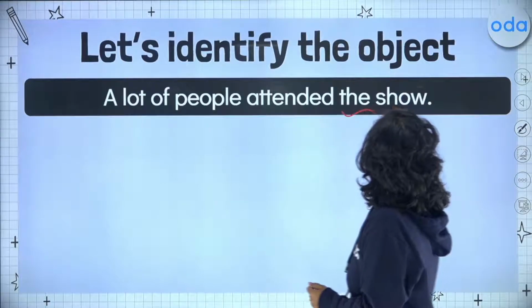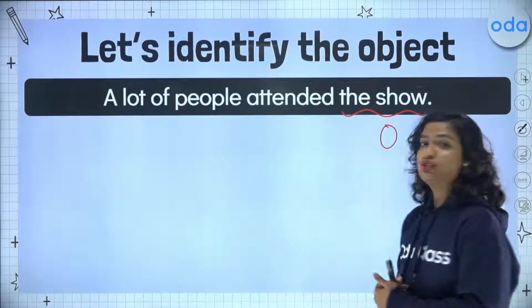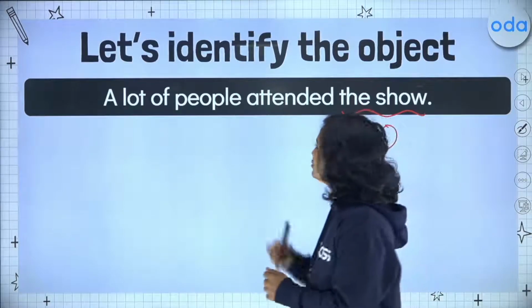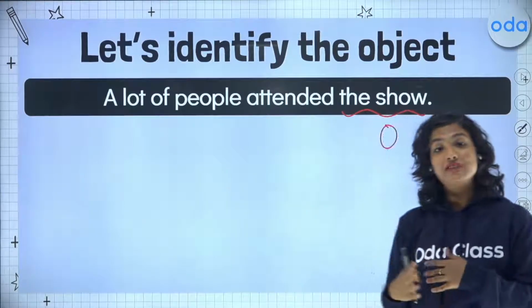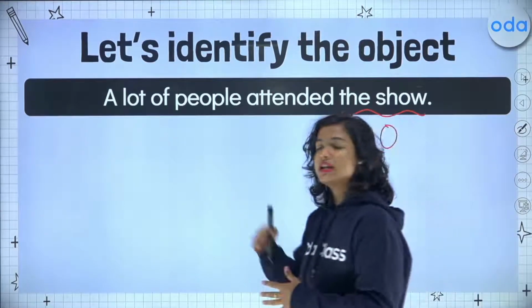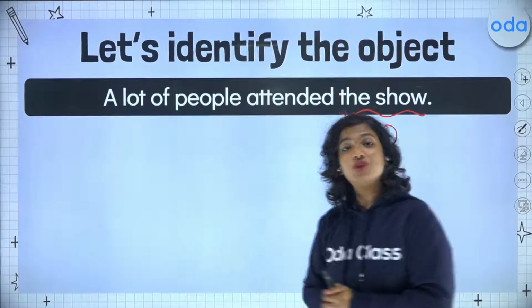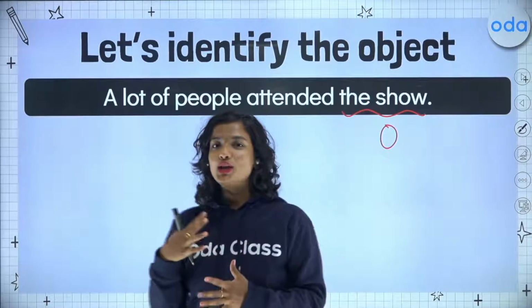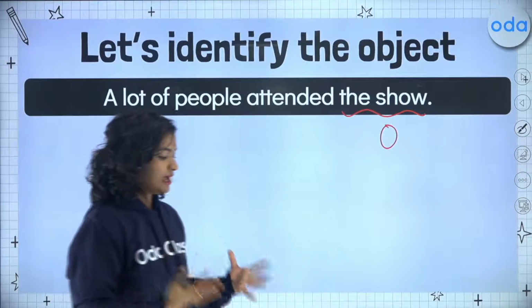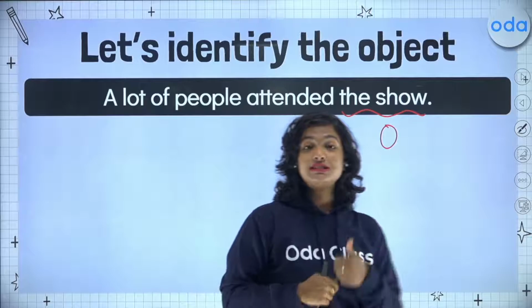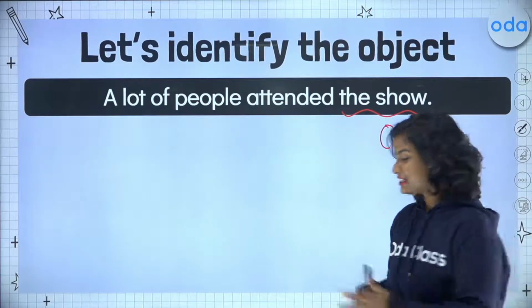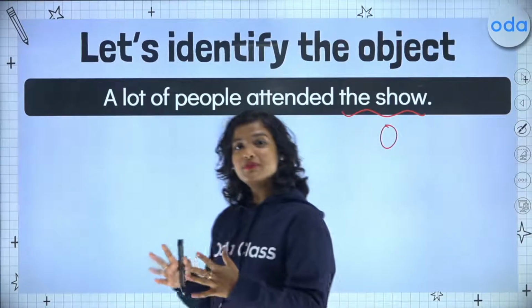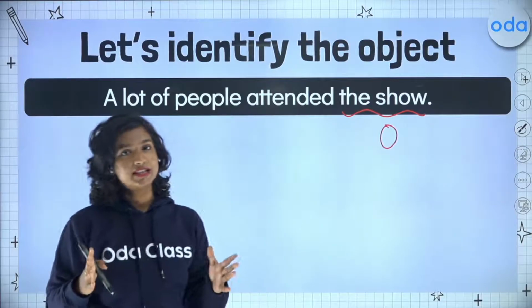Which leaves the show to be our object. Once again, you notice how our object is being affected, or it is telling us more about the action being performed by our subject. So now, students, let's recap all of the parts of the sentence. We have learned about the subject, which is the performer of the action, right? It's usually the beginning of the sentence. And the rest of the sentence is the predicate.